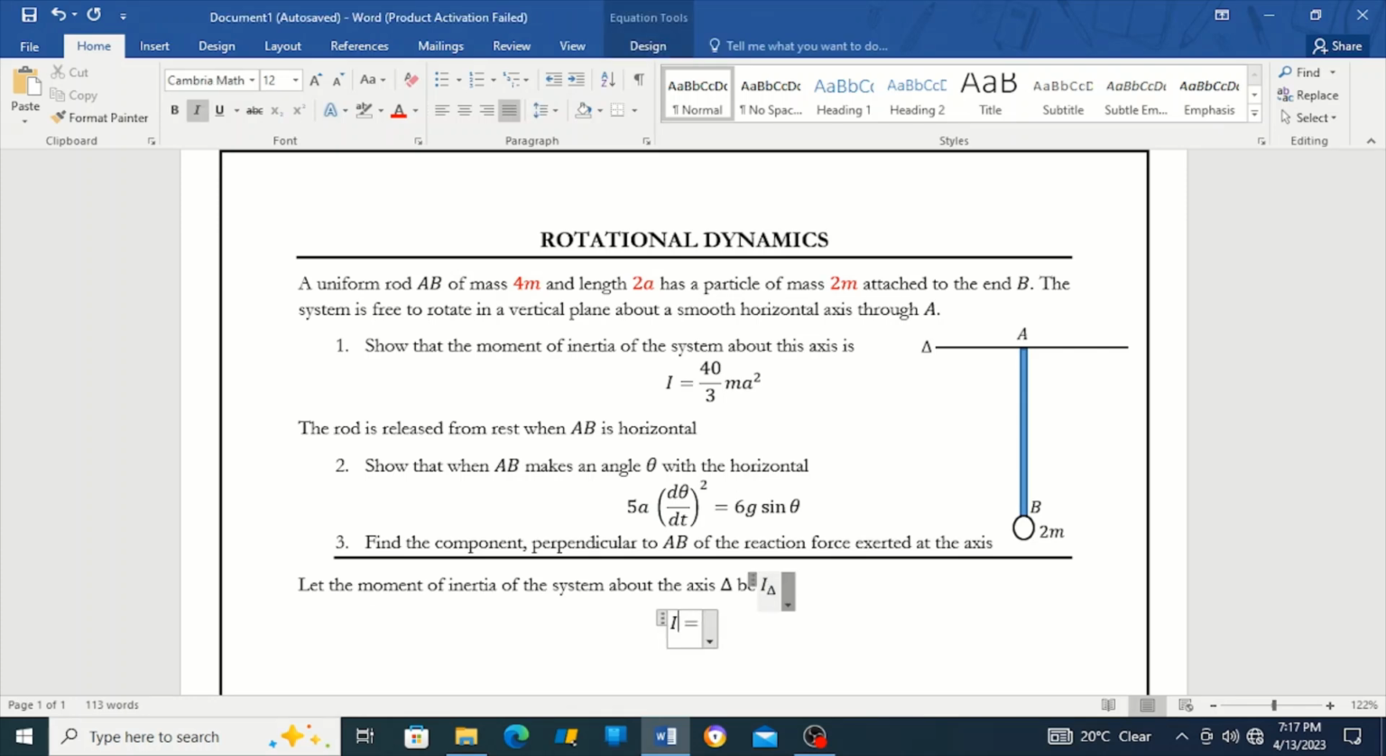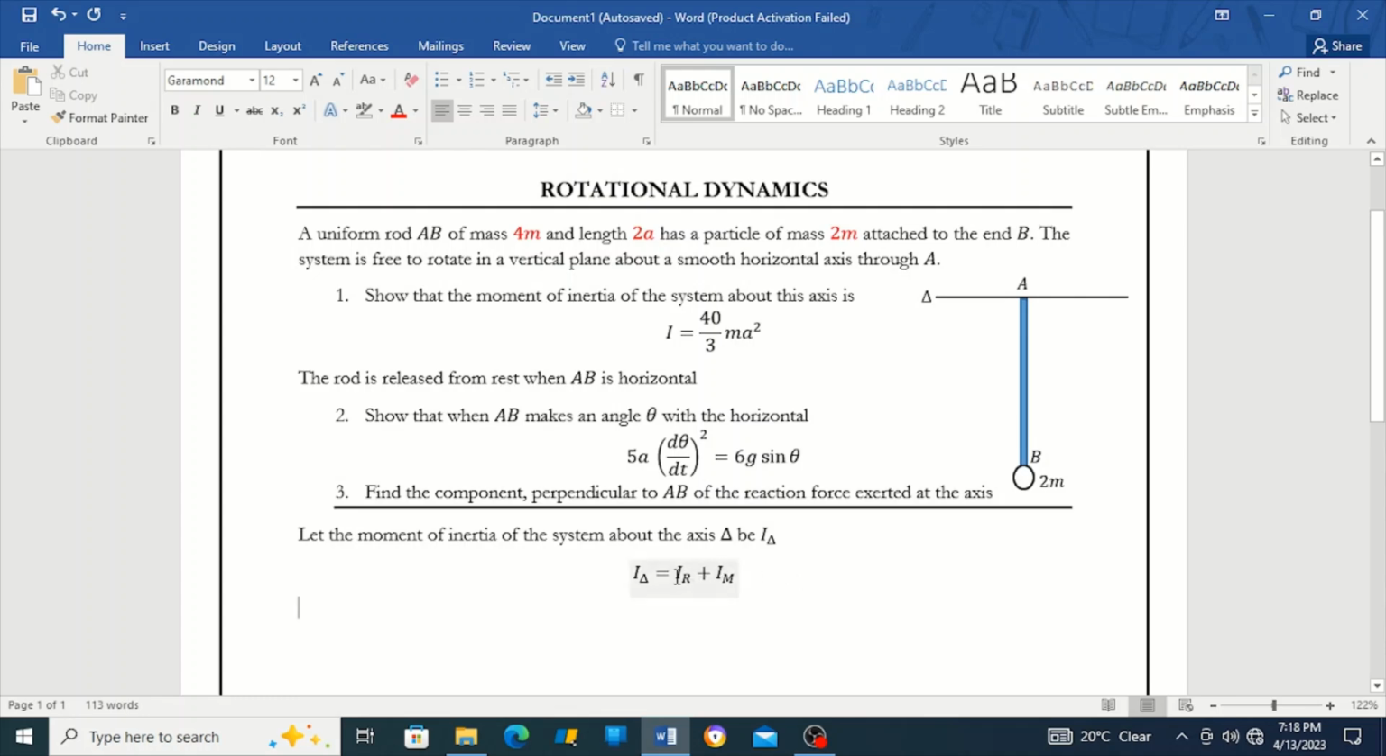So to get this, we just need to sum the moment of inertia of the various bodies in the system about this axis. The moment of inertia of the system about the axis delta is the moment of inertia of the rod about that axis plus the moment of inertia of our point mass about that axis. Now all we are left to do is to find the moment of inertia of the rod about the axis and the moment of inertia of our mass about the axis.